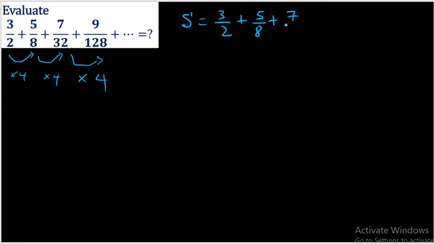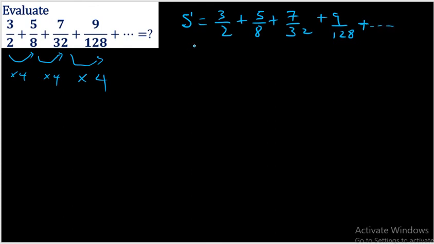If you look at the denominators, they are multiples of 4 each. Look, 2 goes to 8, multiplied by 4, and 8 goes to 32, multiplied by 4, and 32 goes to 128, which is multiplied by 4. So we can take the whole series as s. S is equal to 3/2 + 5/8 + 7/32 + 9/128 + ..., it continues.